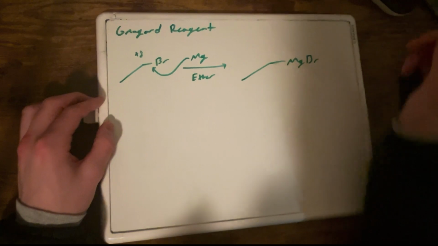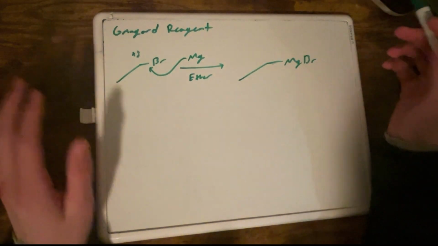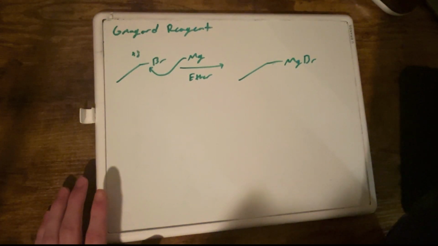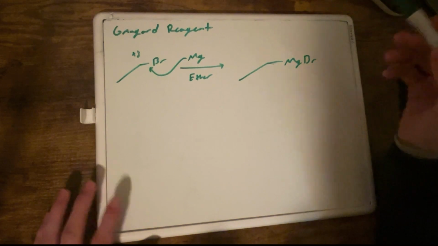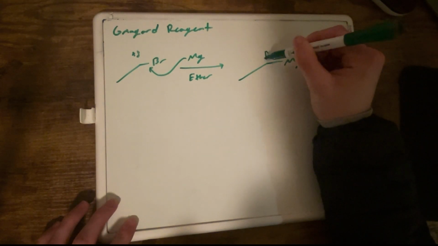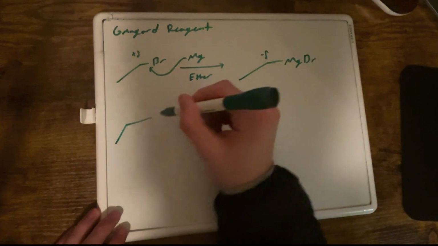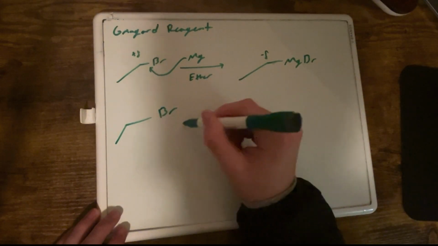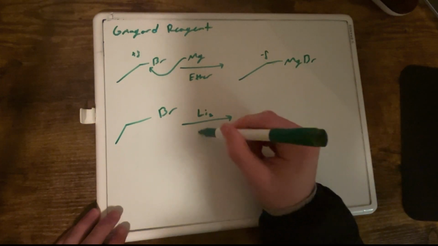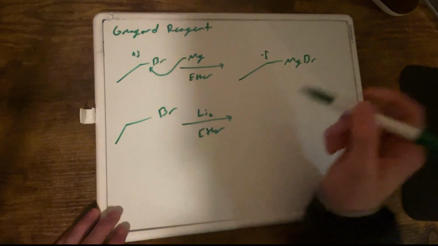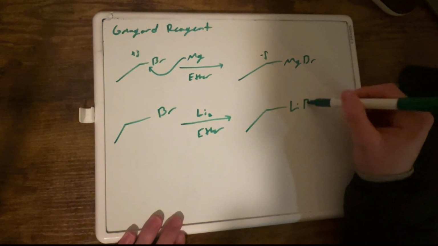this compound right here. Why is this important? Well, essentially, the magnesium has a lower electronegativity than carbon, which means this carbon is now negatively charged. And you can do this with lithium as well. Lithium and ether, you'll get essentially the same thing.